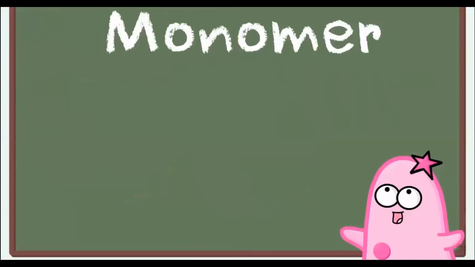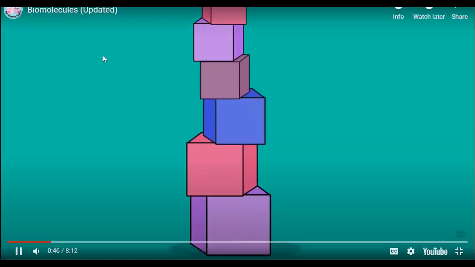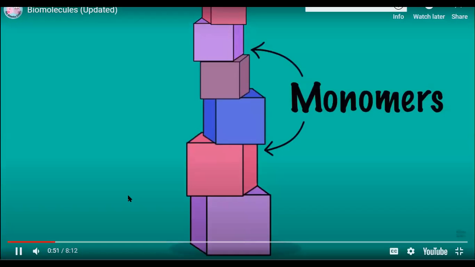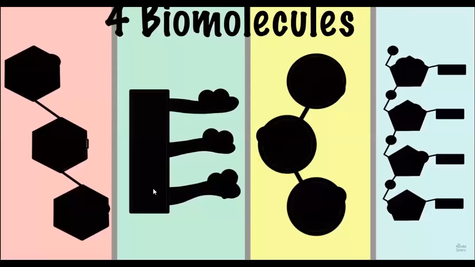Before we get into details about the 4 biomolecules, we need to talk about one very important vocabulary word, the word monomer. A monomer is a building block. If I had some large substance, the parts that make up the substance are called monomers, just like building blocks. We're going to talk a lot about monomers today because we need to understand what the biomolecules are made of. And we need to understand biomolecules because they're building components of life.